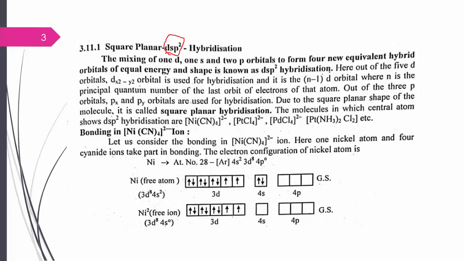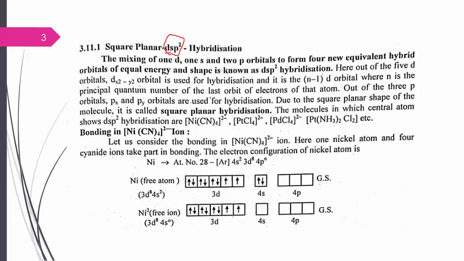For any hybridization, the atomic orbitals mix and form new equivalent hybrid orbitals with equal energy and shape. Here also, one d orbital, one s orbital and two p orbitals combine to form four new equivalent hybrid orbitals of equal energy and shape, known as dsp2 hybridization. It is also called square planar hybridization. Why? The shape of the hybrid orbitals formed in space looks planar. Therefore, it is called square planar hybridization.